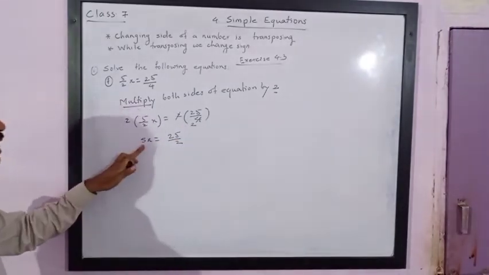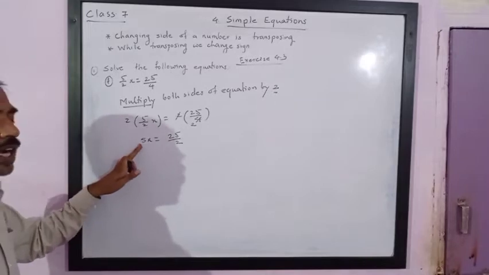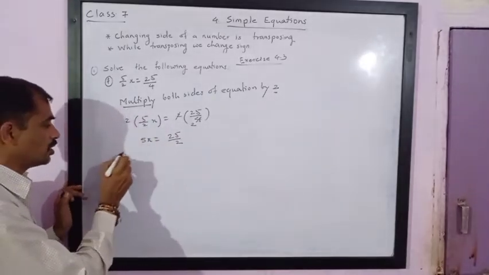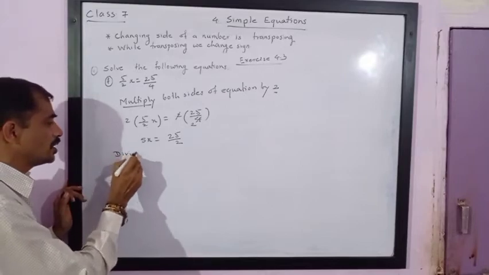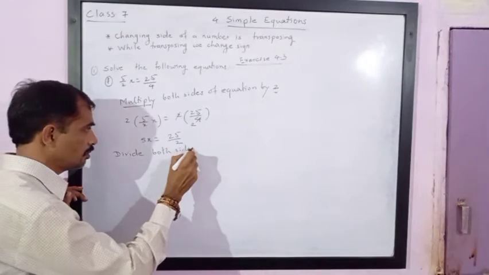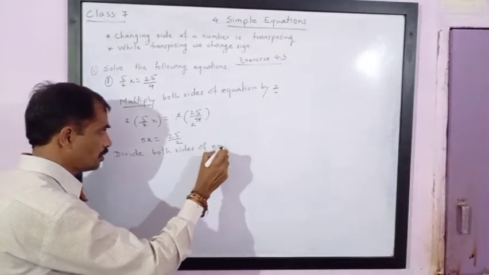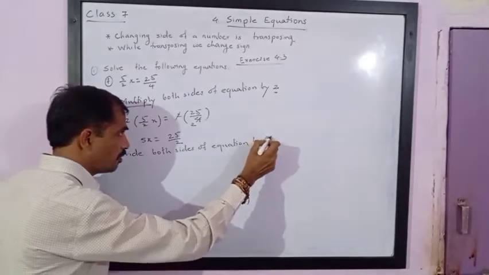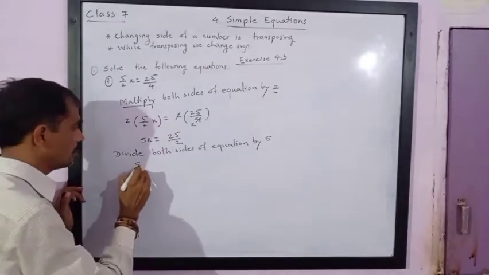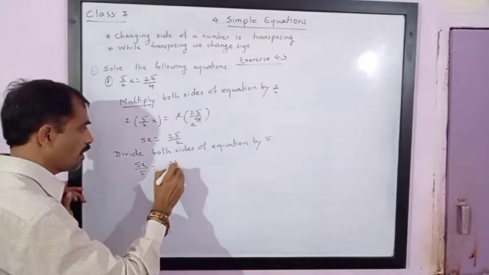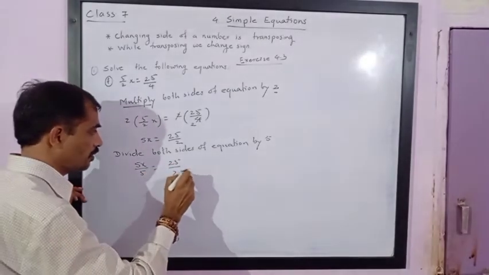Now, in order to eliminate this 5, we have to divide by 5. Since it is multiplying, we have to do the opposite operation. So here, divide both sides of the equation by 5. So you will get 5x upon 5 is equal to 25 upon 2 divided by 5.